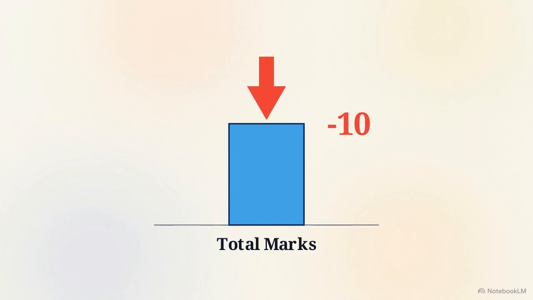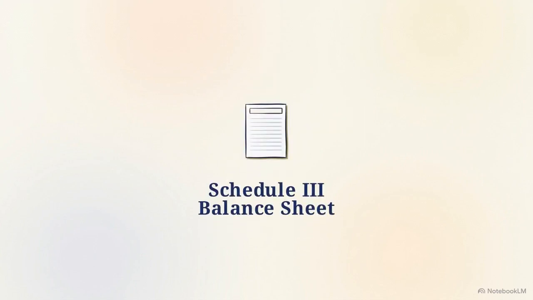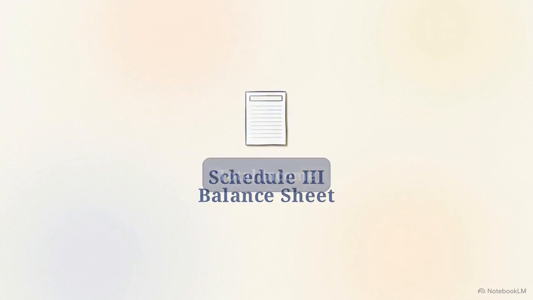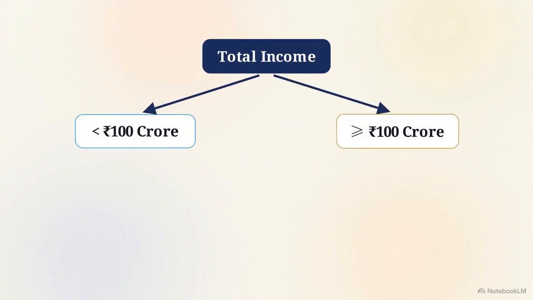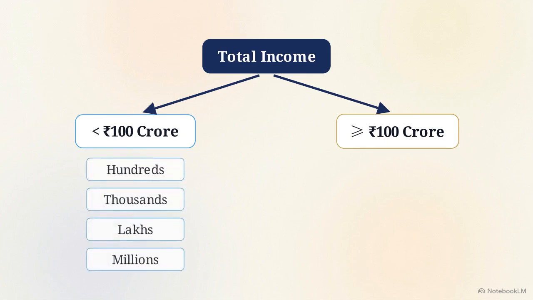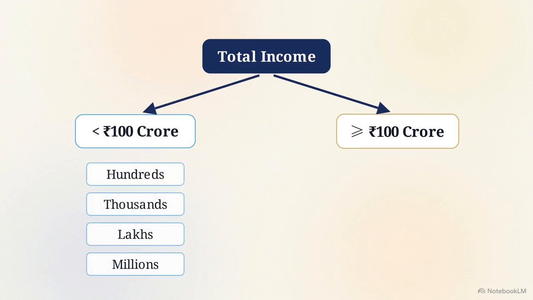the computation progresses. Rounding figures on a Schedule III balance sheet is a strict statutory requirement determined by a company's total income. It is never a matter of personal preference. This flowchart shows the two paths for splitting total income thresholds. For companies reporting a total income of less than 100 crore rupees, the rules allow you to round off to the nearest hundreds, thousands, lakhs, or millions.